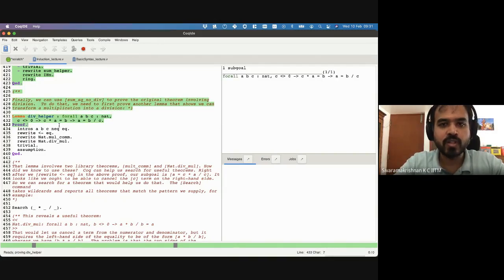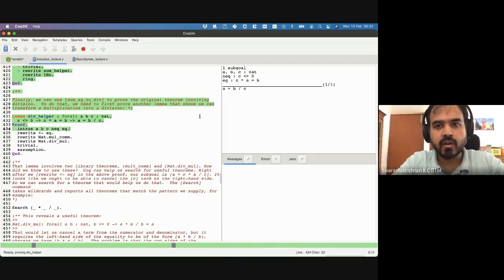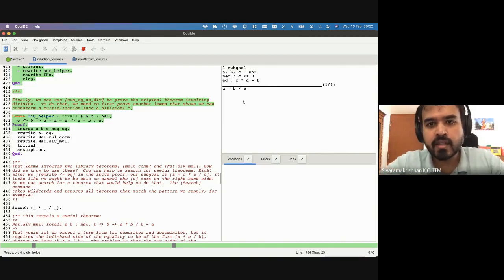So let's do the proof for this. We do the introductions. The introductions are a, b, c, this assumption, which is c not equal to 0, and the other assumption, which is c times a equals b. So all of that goes up, and then the thing that we are going to do is rewrite b using this equality assumption. So we are going to replace b with c times a. So let's do that.